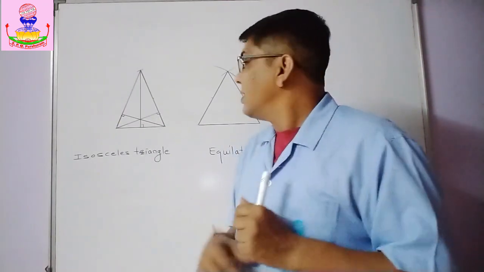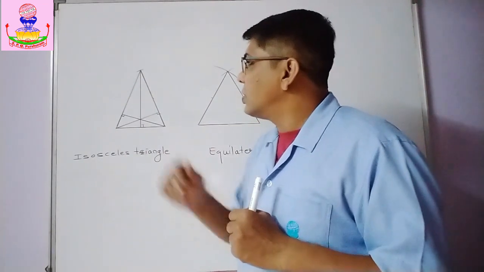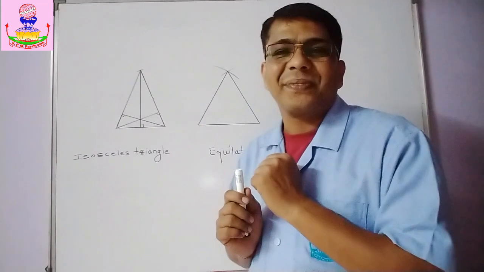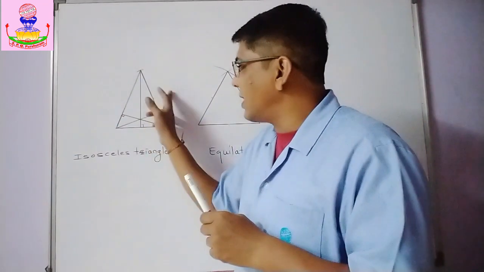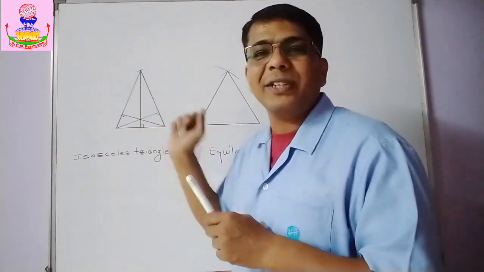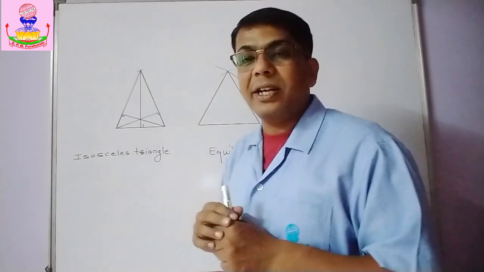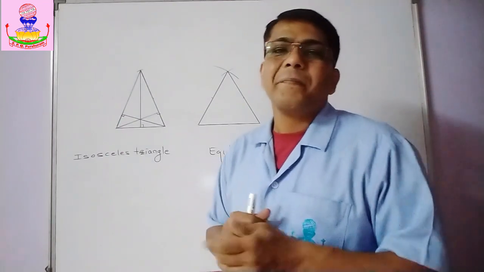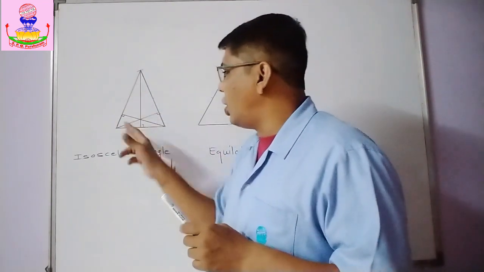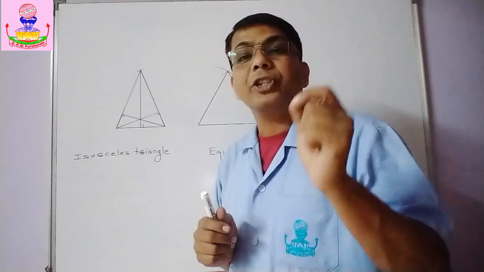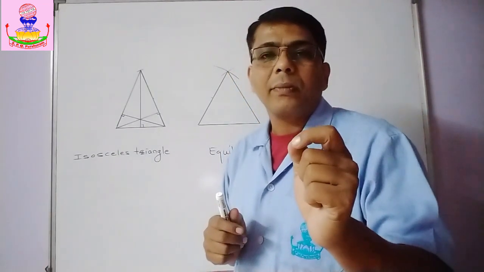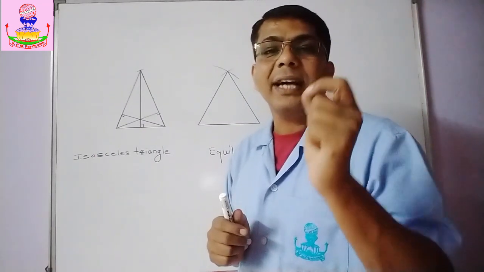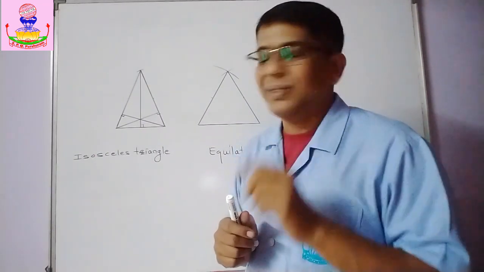Now which is that? That is the line segment which is drawn from the vertex on the non-congruent side. These are the two equal sides, or these are the two congruent sides of isosceles triangle. So which is the median which is also altitude, or which is the altitude which is also median? That is the line segment which is drawn from the vertex on the non-congruent side is the median as well as the altitude.